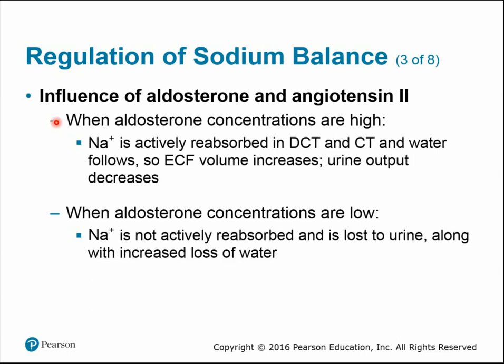When aldosterone concentrations are high, we have lots of aldosterone, then the sodium is going to be actively reabsorbed in the distal convoluted tubule as well as the collecting duct. And then naturally water is just going to passively follow that sodium. As a result, our extracellular fluid volume increases, but our urine output is going to decrease. We're reabsorbing more water into the blood instead of letting it pass through the body in the urine. Vice versa, when aldosterone concentrations are lower, we're not going to be actively reabsorbing as much sodium. We're just going to let it pass out with the urine along with that increased loss of water. So the water is going to follow the sodium out with the urine.